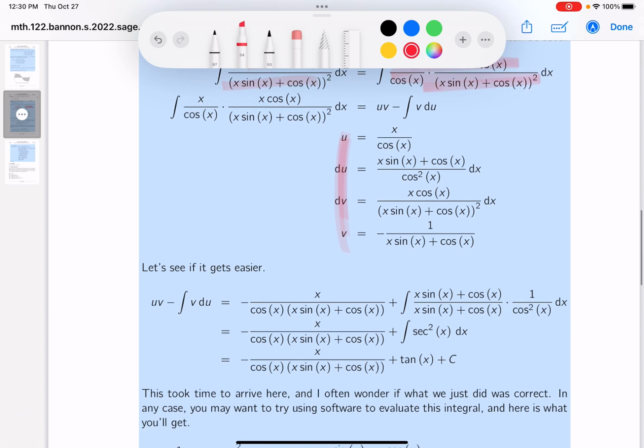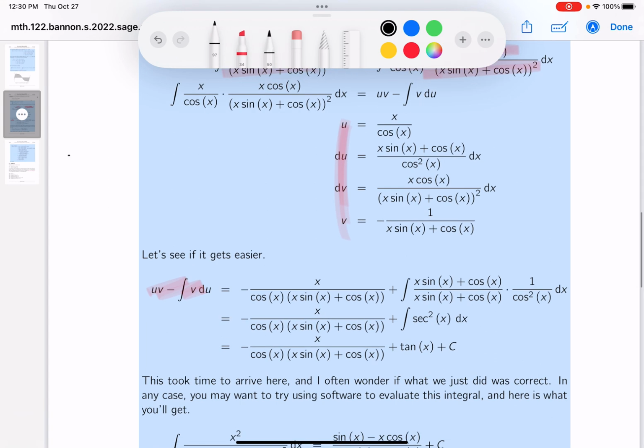Here comes the tough part. I've got to write it down. All right? So what goes first? It's going to be the uv. Let me write that down. The uv part is going to be x over cosine x times the v, which is minus 1 over x sine x plus cosine x. All right?